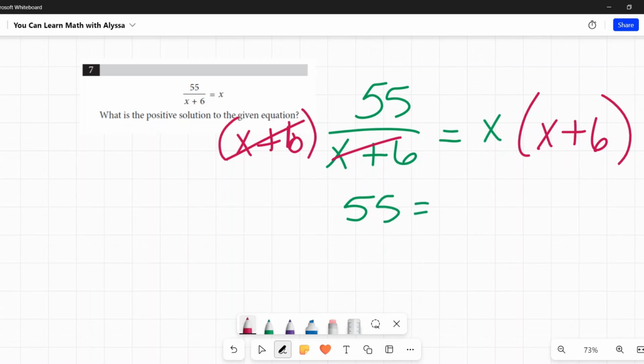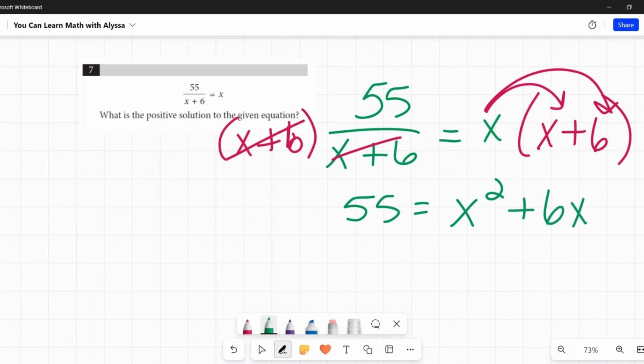On the right-hand side, I'm going to distribute this. X times x is x squared. Let me write that in green to be consistent. And then x times positive 6 is positive 6x. This is very close to being a quadratic.